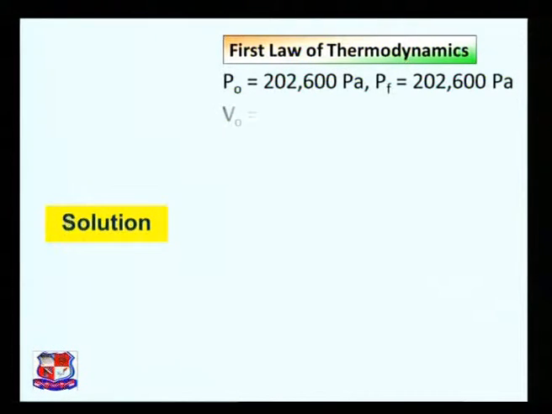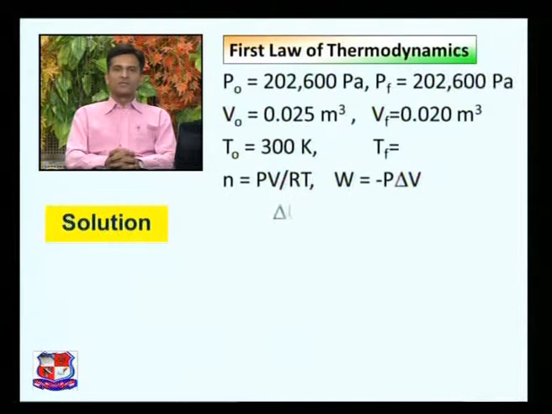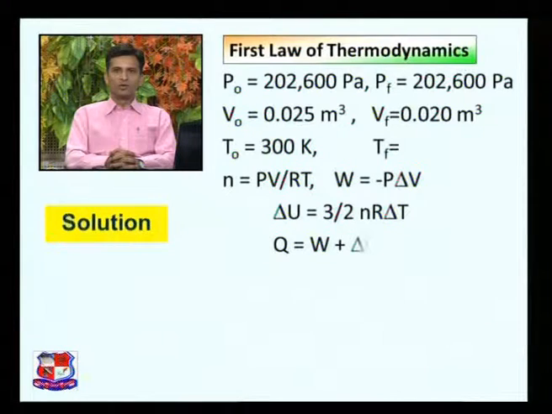This is the given data. Initial pressure is 202 kilopascal, that is 2 bar or 2 atmosphere. Final pressure is also 2 bar because the pressure remains constant. Initial volume is 25 liter. We can convert into meter cube, 0.025 meter cube, and final volume is 0.020 meter cube, that is 20 liter. Initial temperature is 300 Kelvin, final temperature not given.